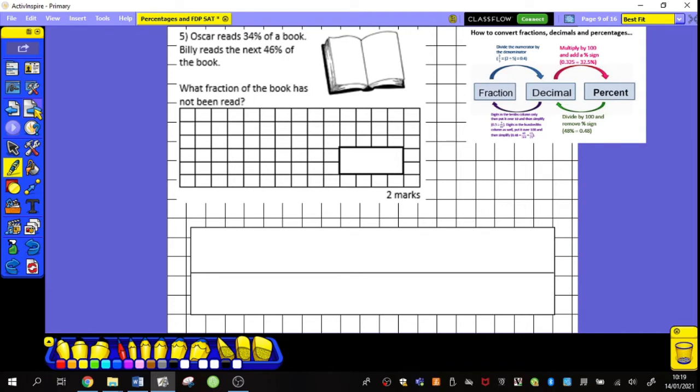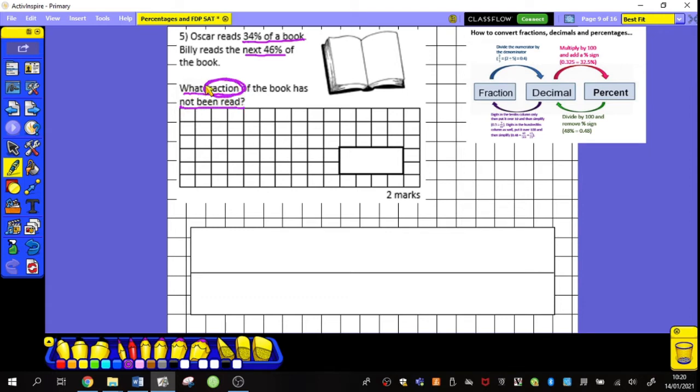So this is an example of the first type of question you're going to see. Oscar reads 34% of a book. Billy reads the next 46% of the book. What fraction of the book has not been read? So the first thing I need to do is underline the key information. I'm not that fussed about who it is, but I am fussed about him reading 34% of the book. Someone else then reads the next 46%. And I'm finding what fraction has not been read.